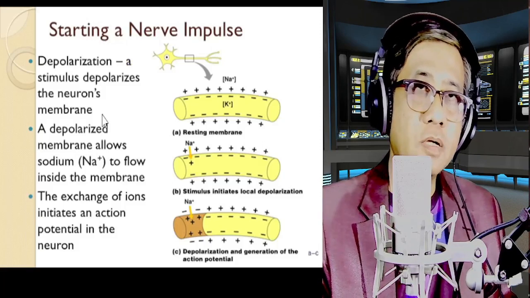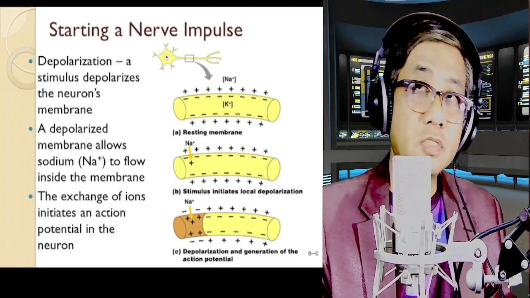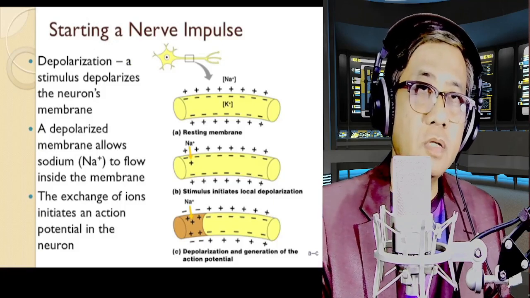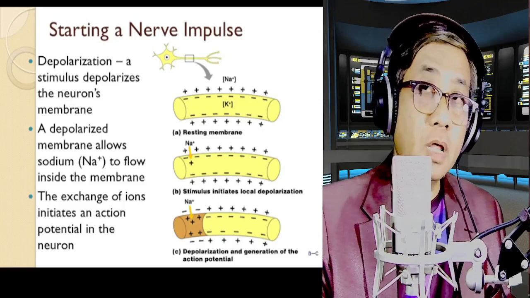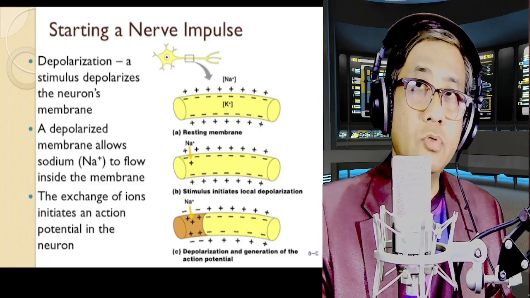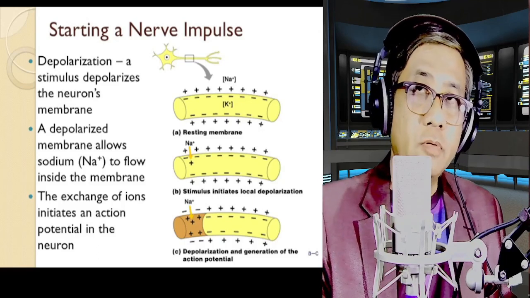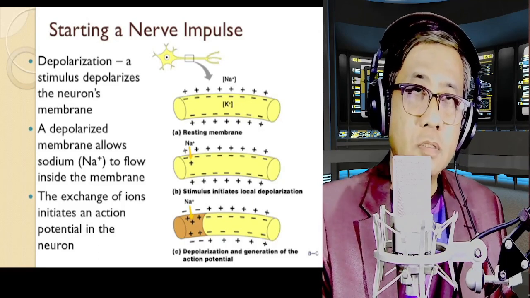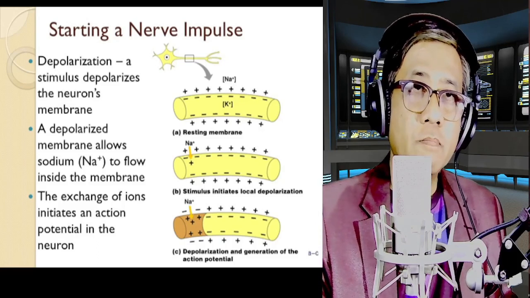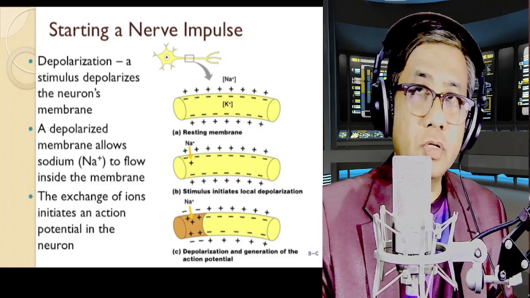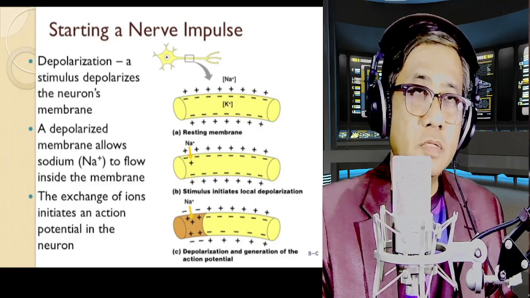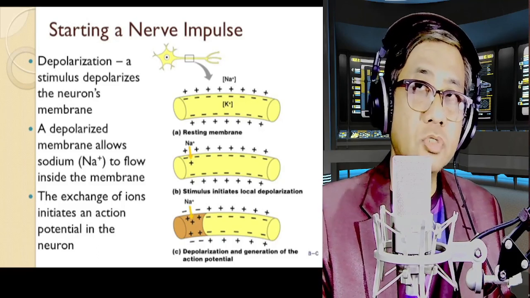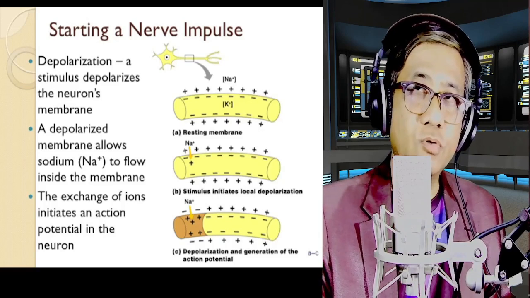Alright, so again, in depolarization, you have here a stimulus. So the neuron gets stimulated and the membrane gets depolarized. A depolarized membrane allows the entry of sodium ions, again because of the threshold, the sodium ion channels open up, allowing the entry of the sodium ions inside the membrane. So eventually, the inside of the membrane becomes positively charged and the outside becomes negatively charged. This exchange of ions initiates an action potential in the neuron.